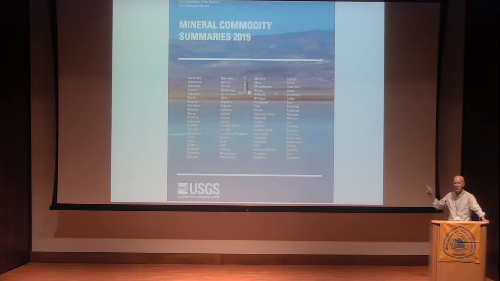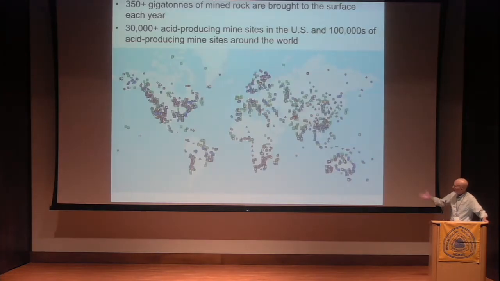There's one thing missing in here. This is an eye chart, but the thing missing is the monster in the room, and it's coal. Coal is so important that it's actually in a different category. All this stuff comes from all over the planet. There's no place that doesn't have a mine, it seems.